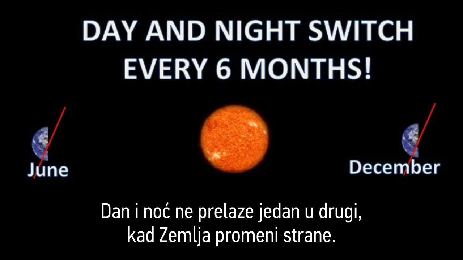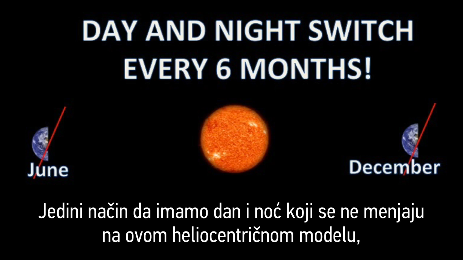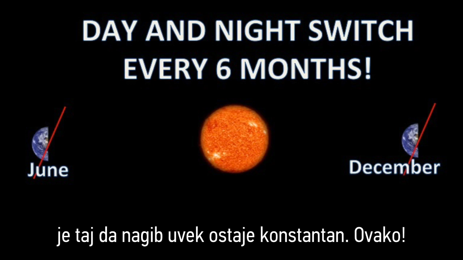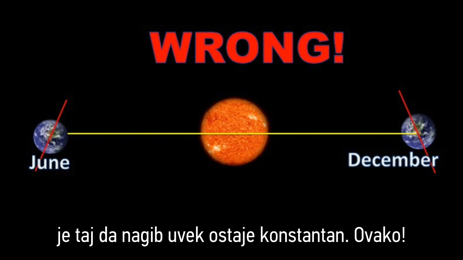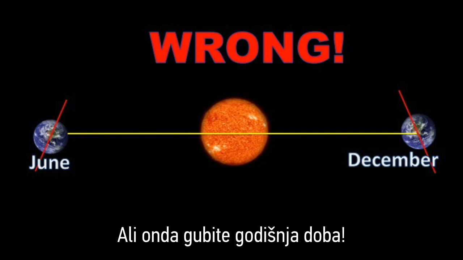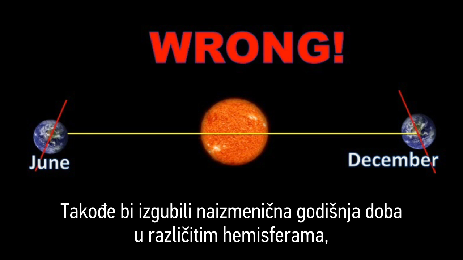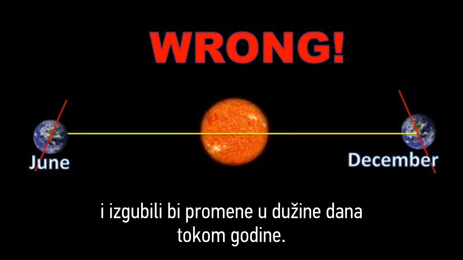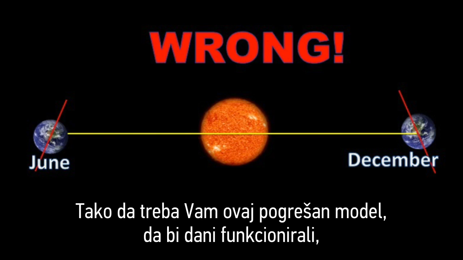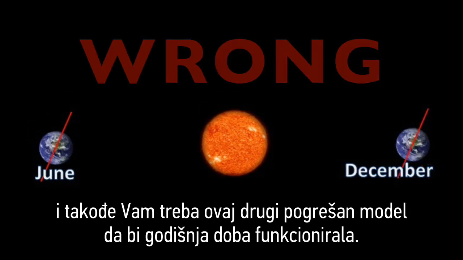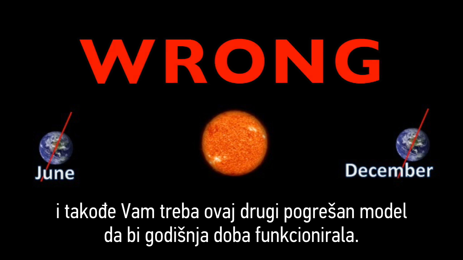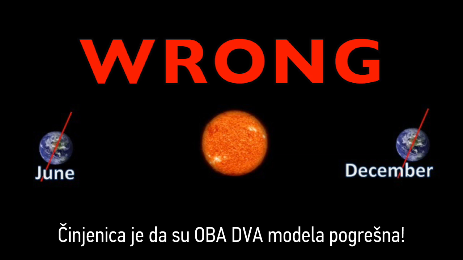Day and night do not shift when the Earth switches sides. The only way to get day and night not to switch on this heliocentric globe model is if the tilt always remained constant, like this. But then you would lose your seasons, and you would lose the alternate seasons in the different hemispheres, and you would lose the change in daylight hours throughout the year. So you need this wrong model to make the days work, and you need this other wrong model to make the seasons work. The fact is, both of these are wrong.